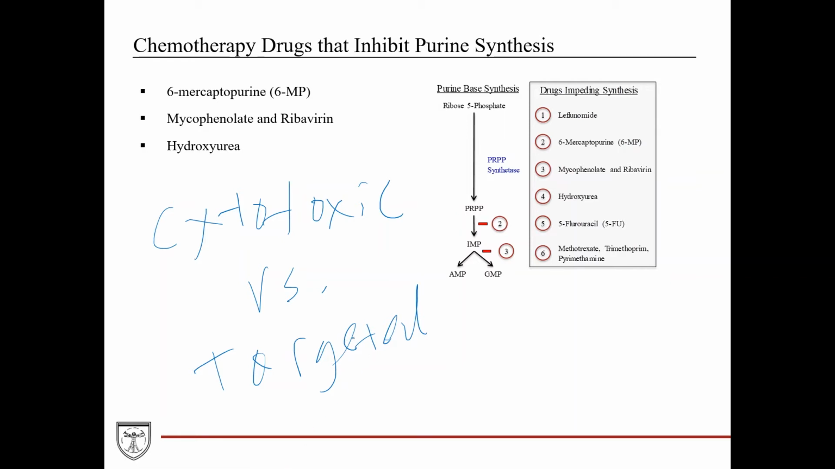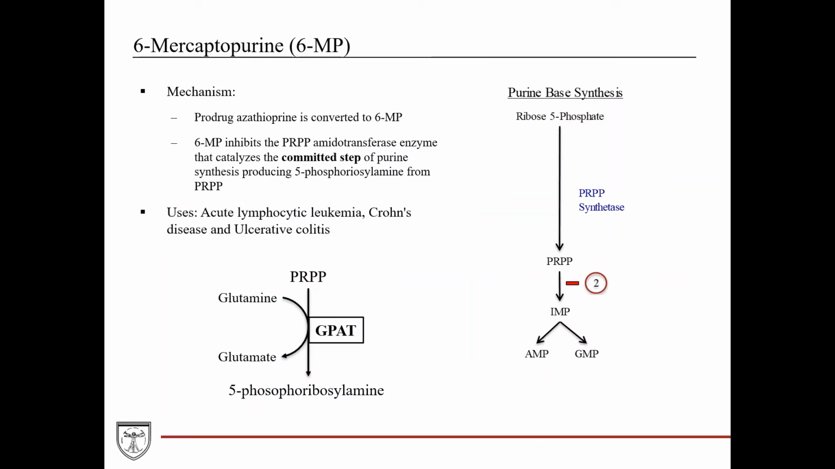Versus targeted therapies, these are going to be more so targeted at specific proteins that are molecular drivers for cancer. These are the newer age therapies. Both of them are still commonly used. So in this case, we have these three drugs that we'll talk about that act on the purine synthesis pathway. So first, 6-mercaptopurine, or 6-MP for short.